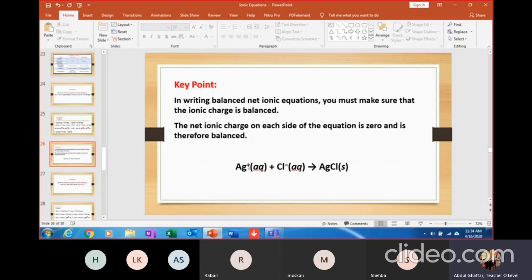Now look at here. This is silver, positive one, and chlorine, negative one. Positive one and negative one will cancel out, and then their overall charge will be zero. Look at here, silver chloride. This is the way, right?